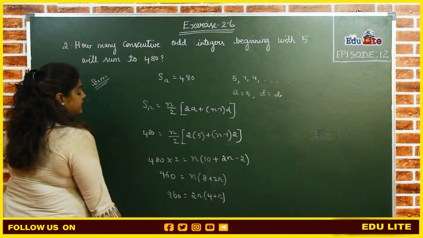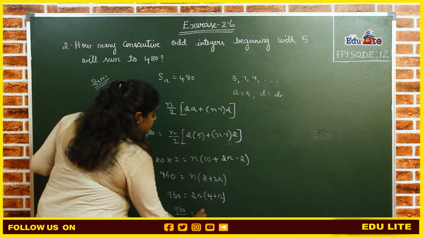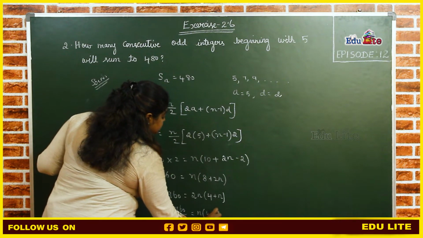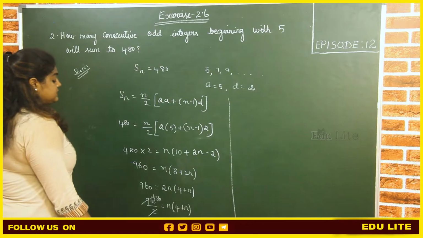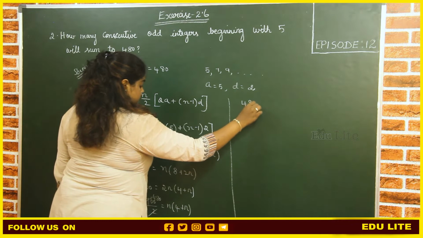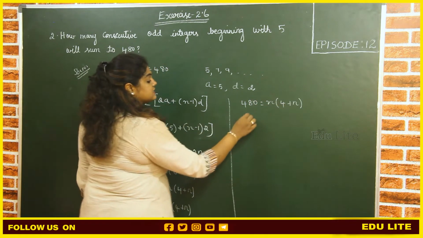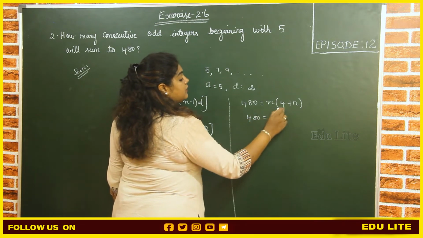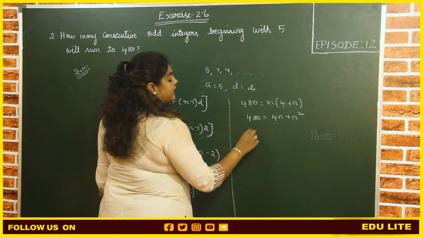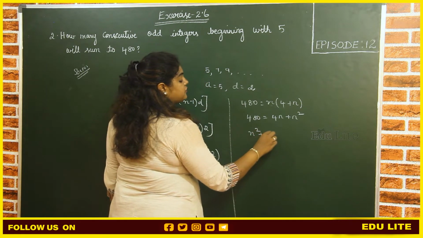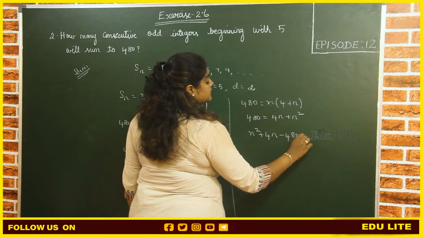2 I will take to the other side, it will come to the denominator. Therefore, 960 by 2 equals n into 4 plus n. If we cancel this, we will get 480. Next, 480 equals n into 4 plus n. We will simplify this: 480 equals 4n plus n squared. We will write it in quadratic equation order, n squared plus 4n, and 480, if it goes to the other side, it will become minus 480 equals 0.